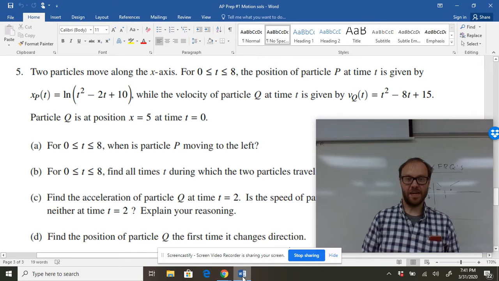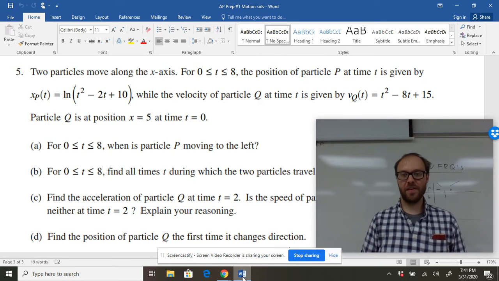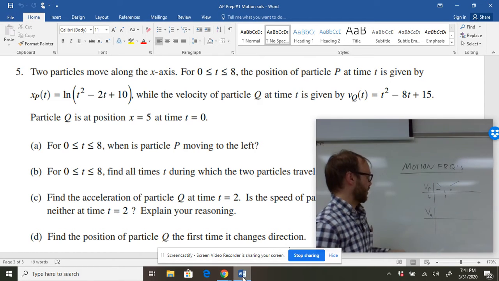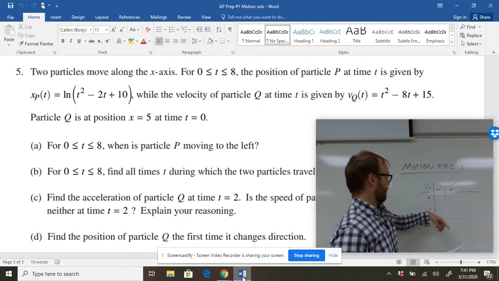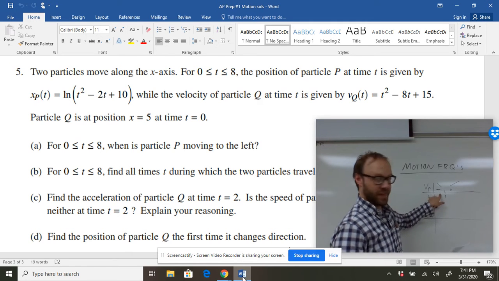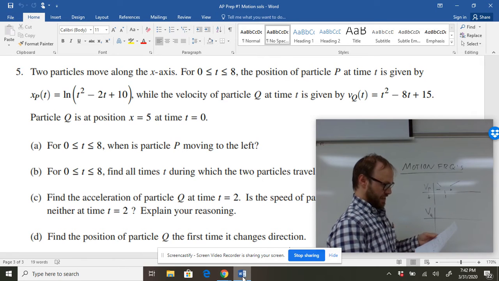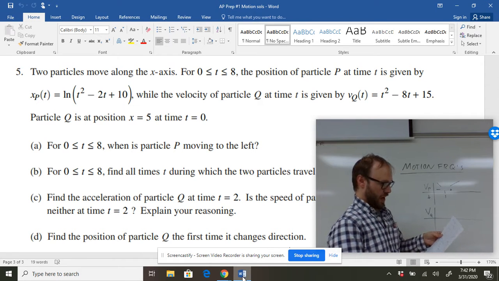Take a look at part B. Part B here, they want to find the times when the two particles travel in the same direction. I know it's being blocked in the picture there, but I want you to be able to see the board. So we already know when particle P travels with a negative velocity and a positive velocity. So we're just going to take a look at particle Q.